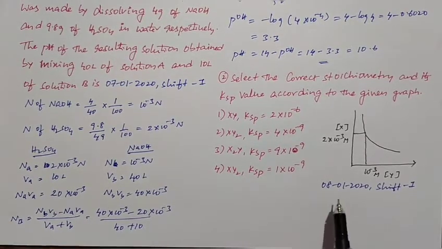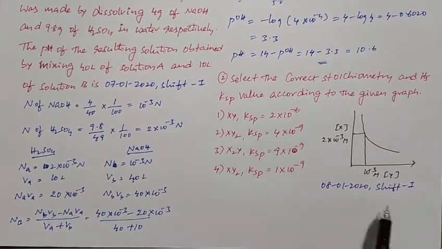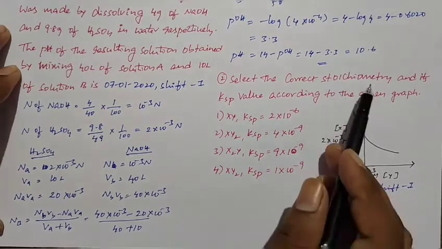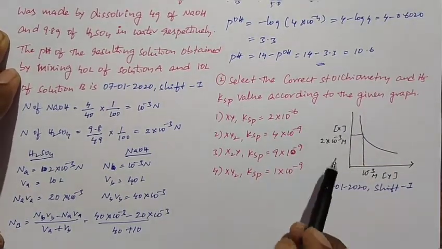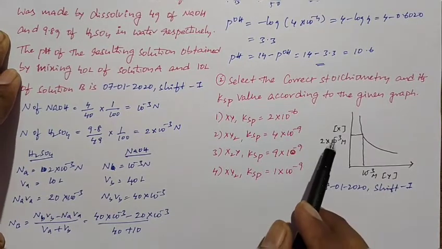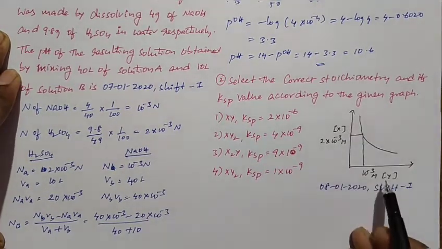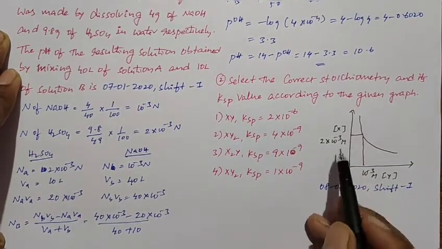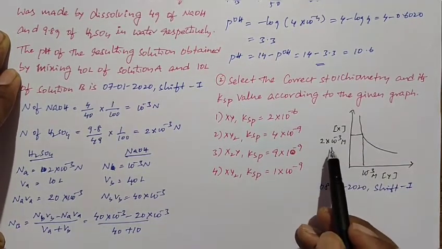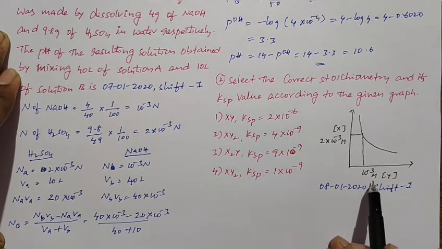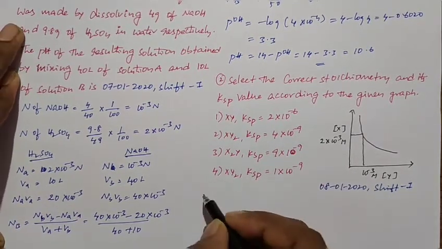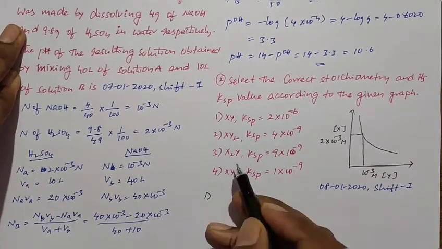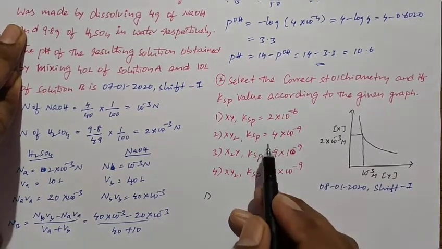This problem is given in the 8th January 2020 shift 1 paper. Select the correct stoichiometry and its Ksp value according to the given graph. When I observe the graph, they drew the graph between the concentration of X versus the concentration of Y. Based on the graph, they give the concentration values of X and Y. Based on these values, we need to check each and every option. First I will check the first option, which satisfies the given values. That is the right option.